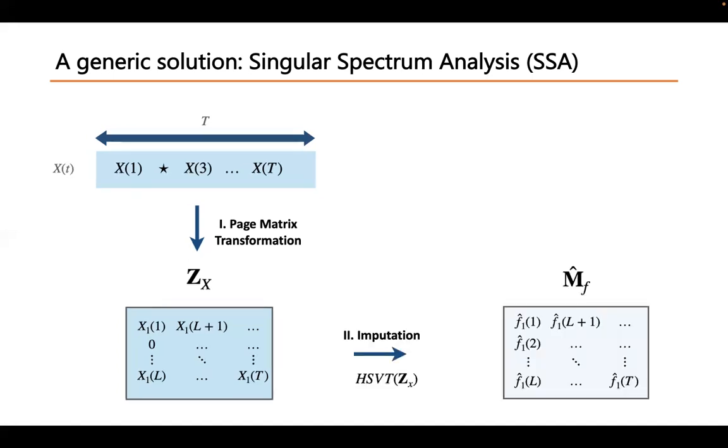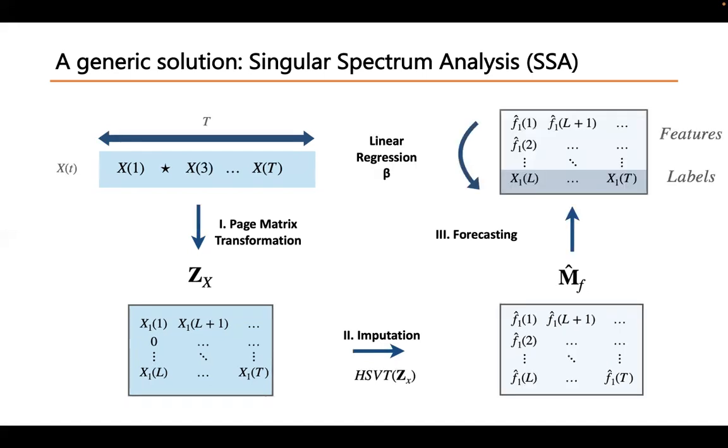Now, if you want to do imputation, you simply do some sort of singular value thresholding, or PCA, to get that imputation. So you take your page matrix, you find its SVD, you find a low rank approximation of it, and that's it for your estimation of its mean. If you want to forecast, you simply do linear regression between the last row of this matrix and the first L minus 1 rows. That gives you a linear model, and you can use that linear model to forecast in the future.